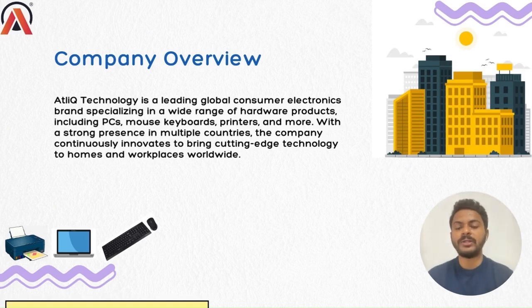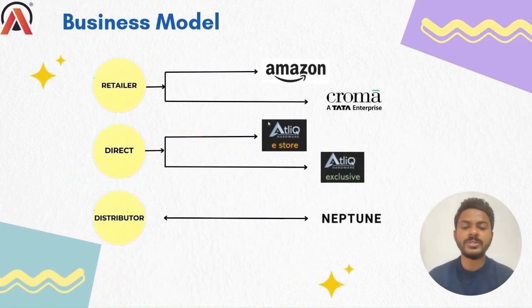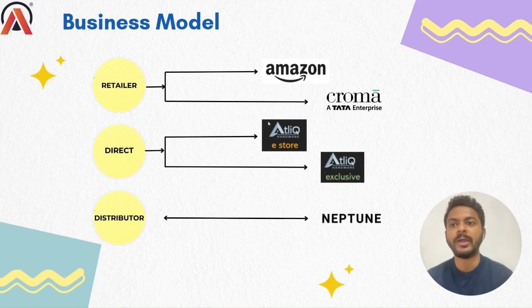So folks, now let's understand their business model thoroughly. They have three business models, or you can say selling channels: retailer, direct, and distributor. Through retailers, they sell their products on platforms like Amazon and Chroma. Through the direct model, they have their own stores like Atlic e-store and Atlic Exclusive, and through a distributor like Neptune, they are selling their product to consumers.